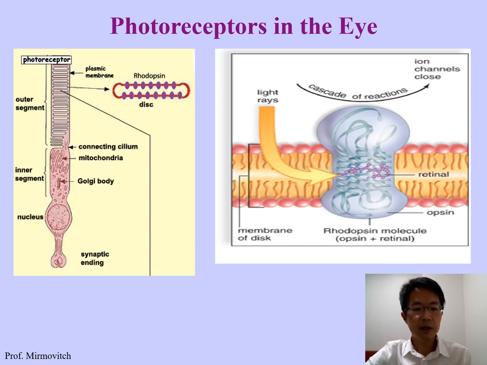So you can see that in the rod cell, we have a lot of these discs. They are the rhodopsin discs. The disc has rhodopsin. The purple dots here are the rhodopsin. They're on the disc. And then what happens is that when the light ray goes through the retinal molecule, you open up ion channels, or you close the ion channel.